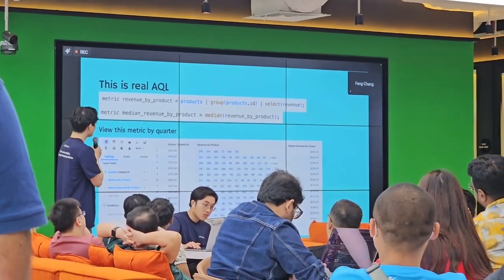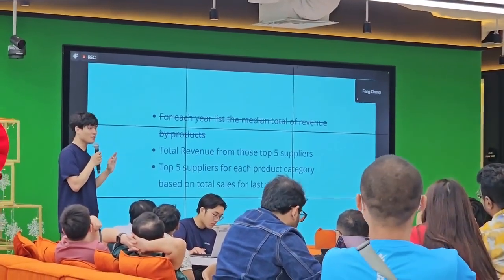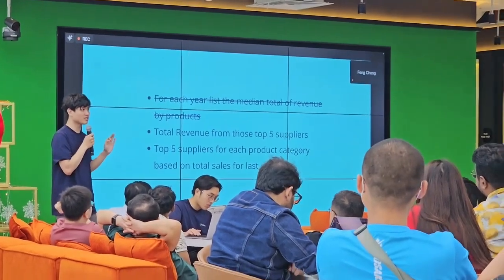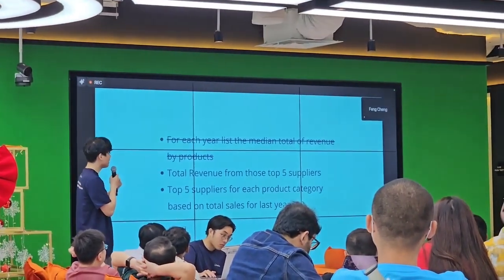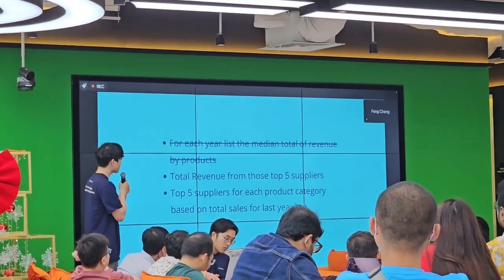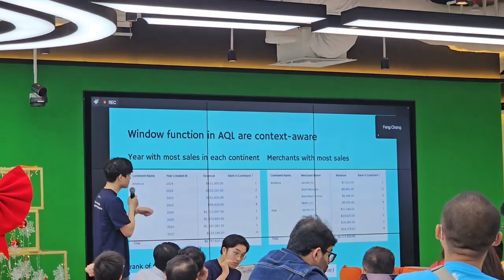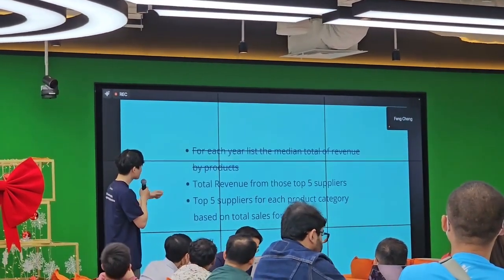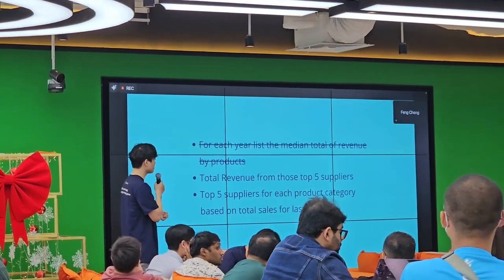Okay, but this is just one piece of the problem, right? We have solved a category of problem we call asset grouping, but there are many more categories of problems. And so for the other type of questions, let's look at one of them. Top 5 suppliers for each product category based on the total sales for last year.